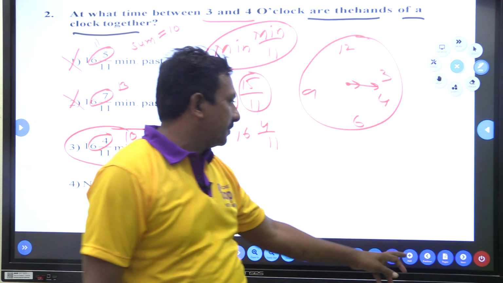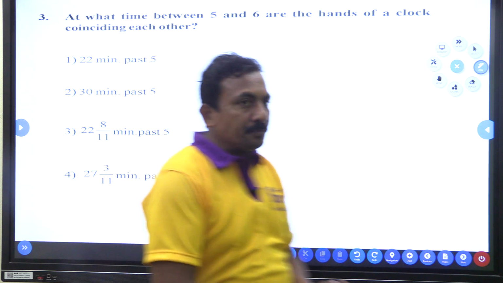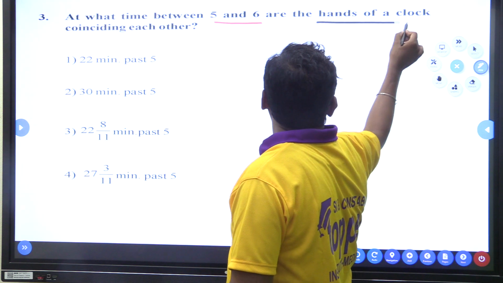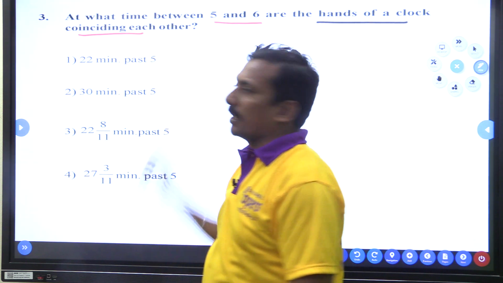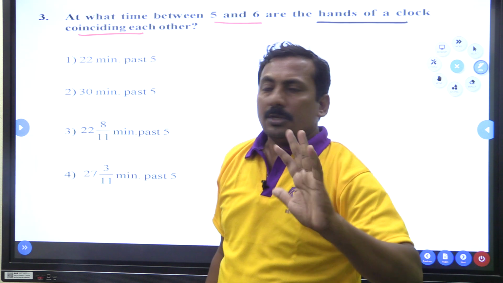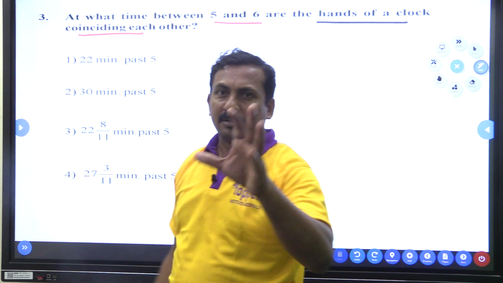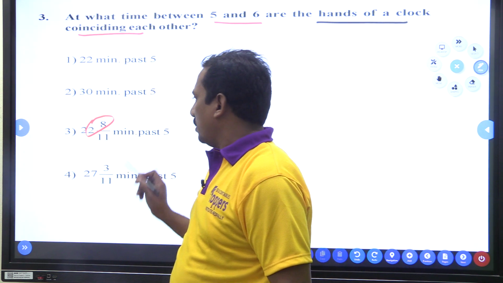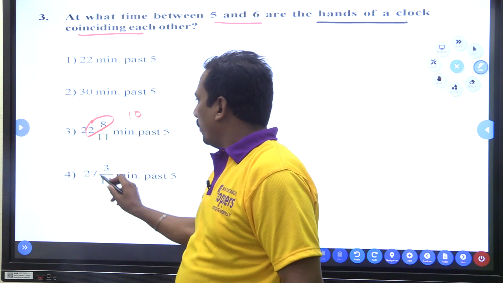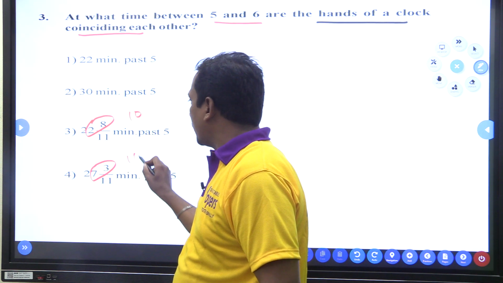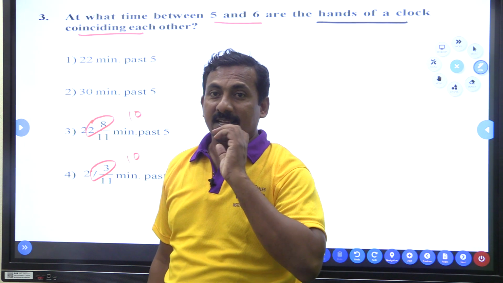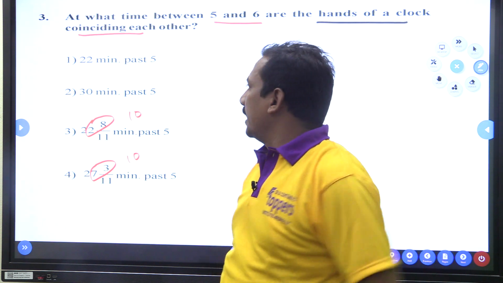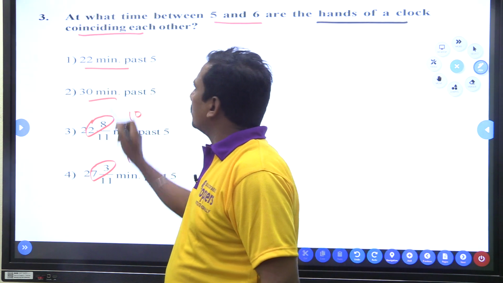Next, third question. At what time between 5 and 6 are the hands of a clock coinciding with each other? Coinciding is nothing but 0. So 0 means, can you find the direct method? Yes, try. 8 plus 2, these are 10. One more, 7 plus 3, both are 10. So this time is very crucial. So both answers are right? No. One of the answers is right. Which one is right? Then you can choose. So in this, we have the doubt.